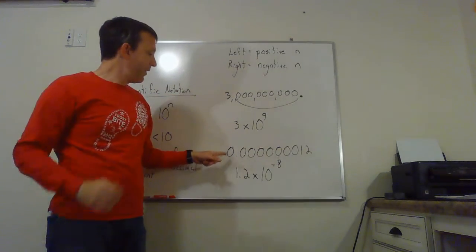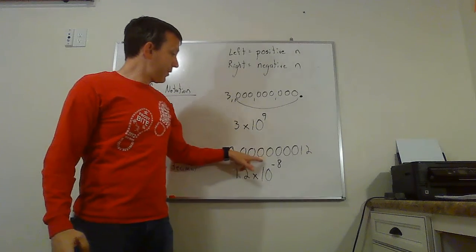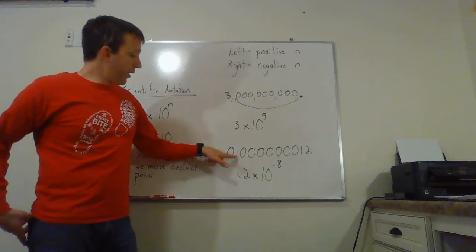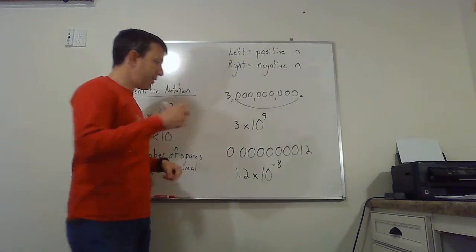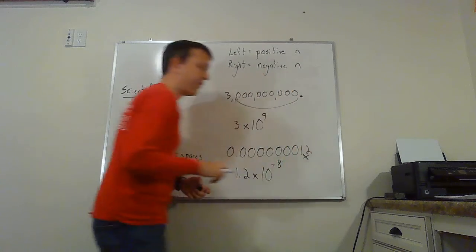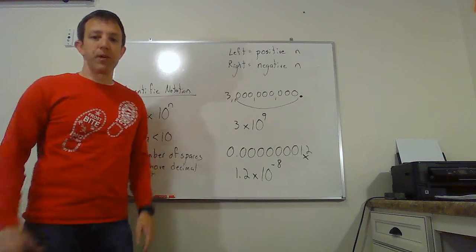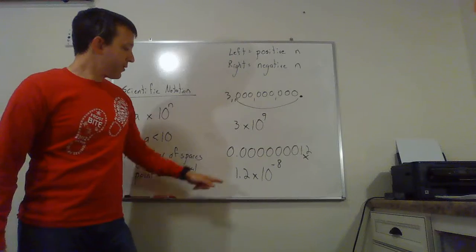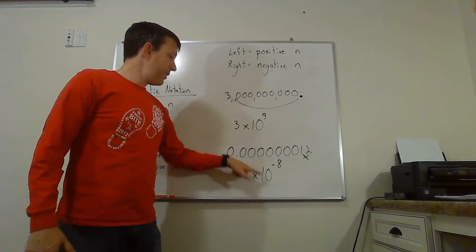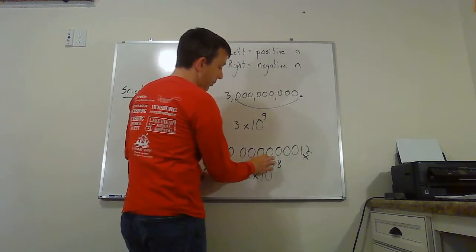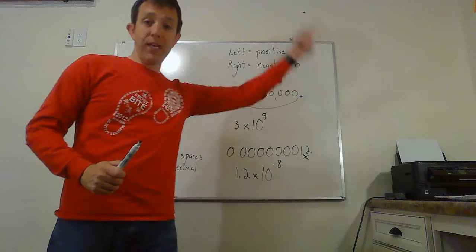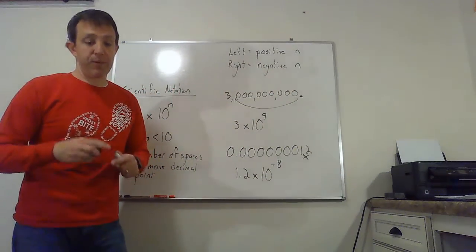My other example here, 0.000000012, a lot of zeros again. So now I have a decimal point that's obviously here, and I'm going to aim to put it after my first non-zero digit, right? After that 1, in between the 1 and the 2. So that I'm going to have my 1.2 times 10, and now I have to count. 1, 2, 3, 4, 5, 6, 7, 8 places. This time I went to the right, though, so I get a negative exponent.